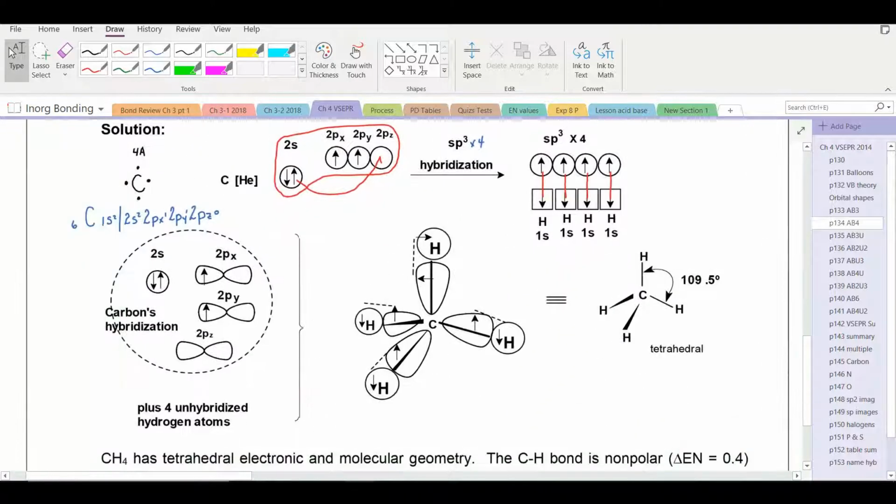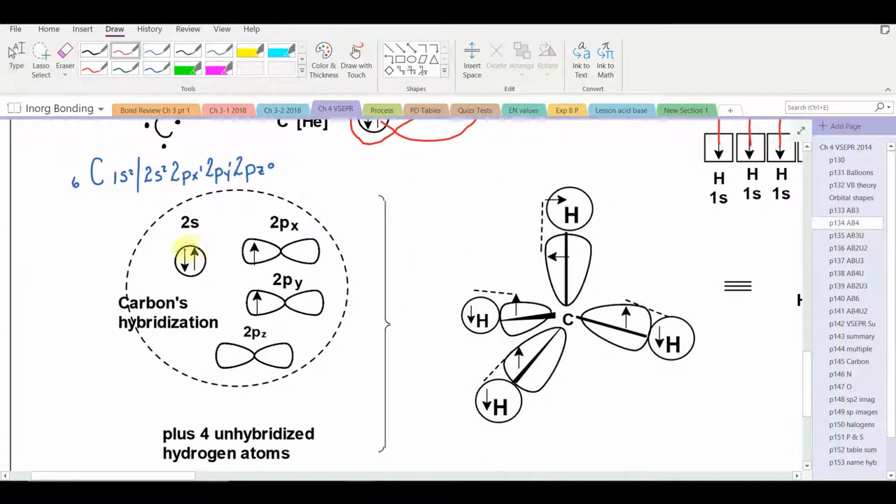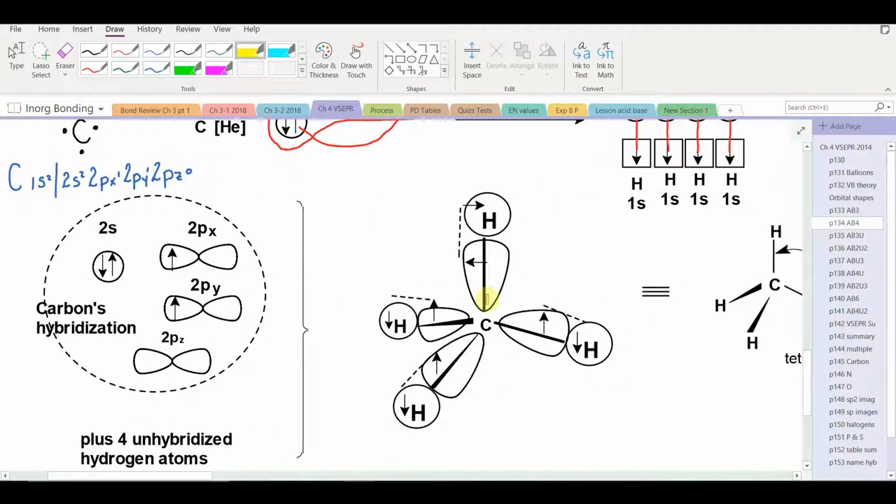Here it is in pictures. A spherical 2s orbital mixes with the 3 2p propeller-shaped orbitals, giving us 4 hybridized orbitals. They are identical in energy. The term is degenerate. And they're identical in shape. And each of them is half-filled. Here's the 1 electron in each of those 4 orbitals, ready to overlap with the half-filled hydrogen orbitals.